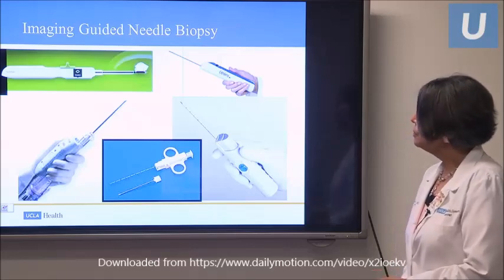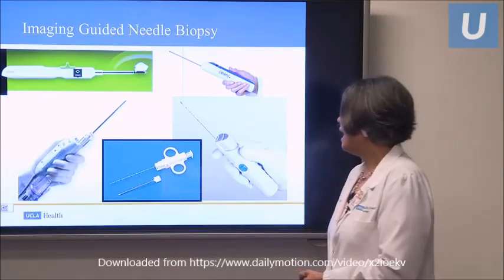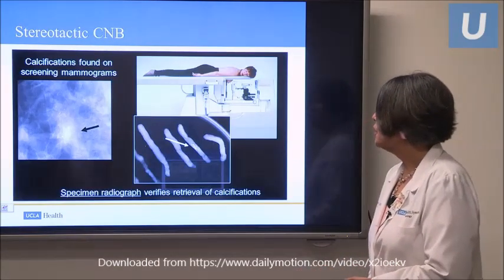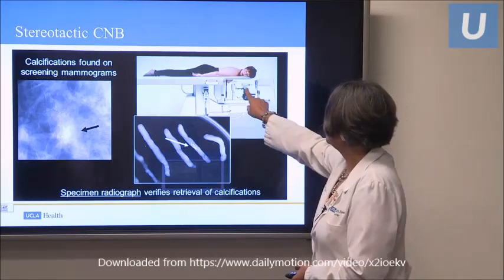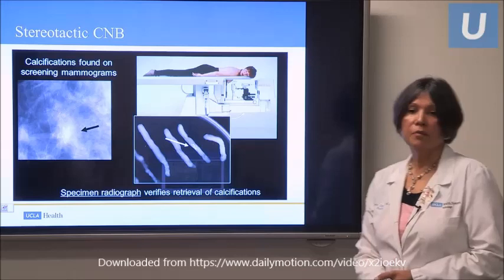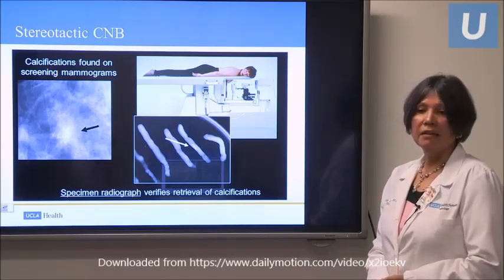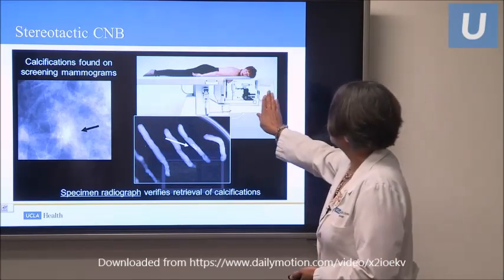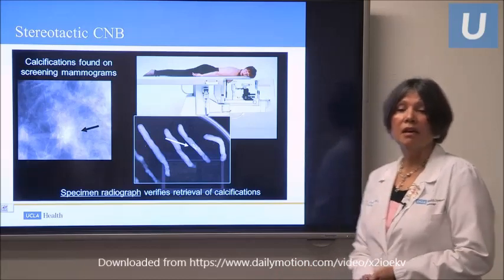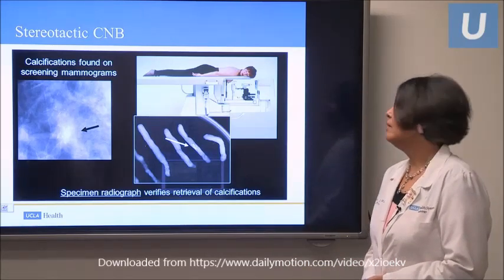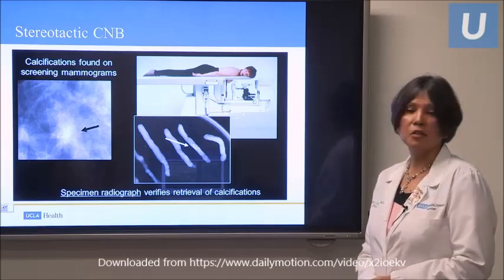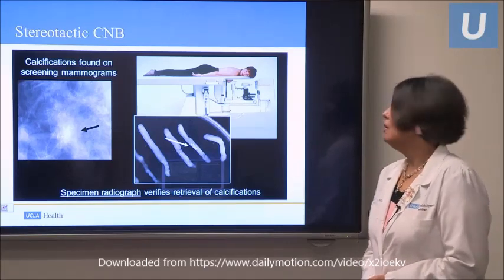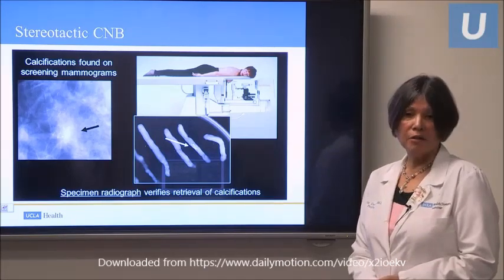These are the devices that we use for image-guided needle biopsy. Many of these are handheld, or they can be attached to a special device. The table that I'm speaking of, to which these needles can be attached, is a stereotactic core needle biopsy machine. The woman is lying on her stomach. The breast is suspended, and we then compress the breast so that we can hold the breast as well as image the abnormality. These stereotactic core needle biopsies are done primarily for those findings that cannot be seen under ultrasound or are best seen under mammography.